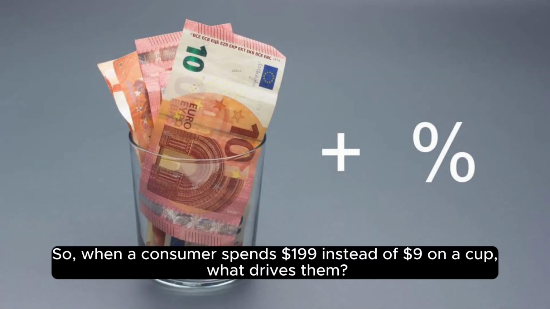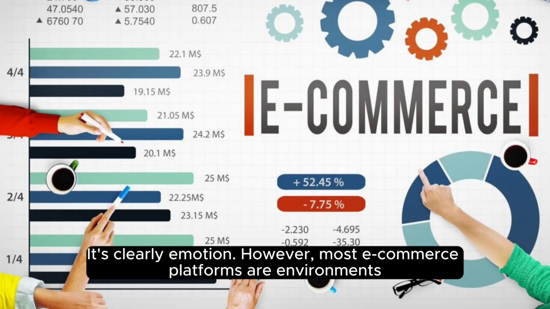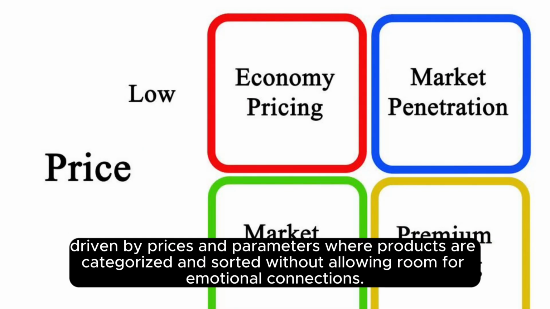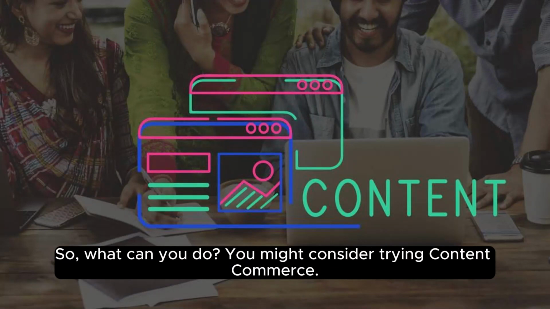So, when a consumer spends $199 instead of $9 on a cup, what drives them? It's clearly emotion. However, most e-commerce platforms are environments driven by prices and parameters where products are categorized and sorted without allowing room for emotional connections. So, what can you do? You might consider trying content commerce.